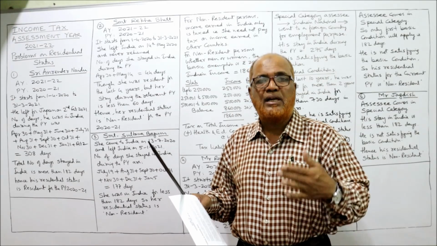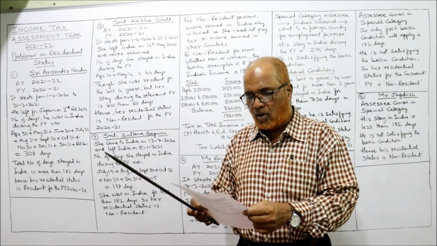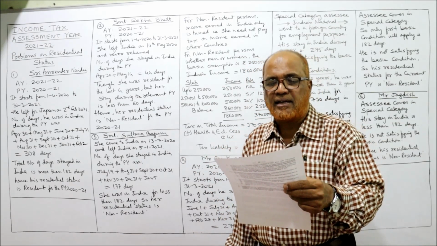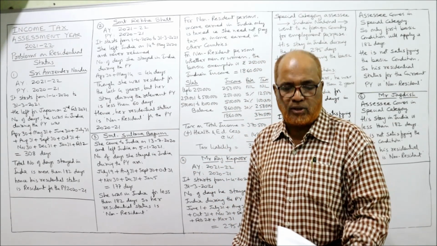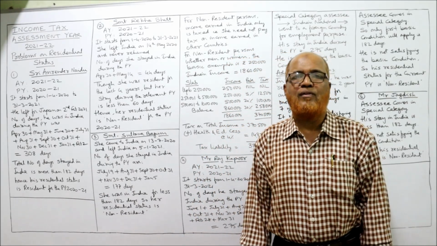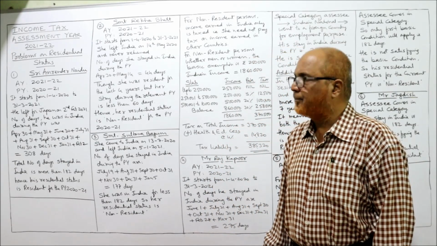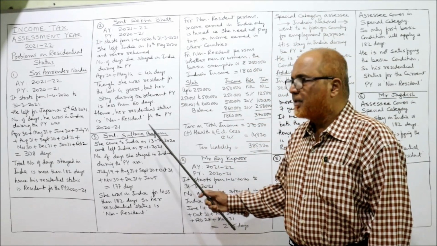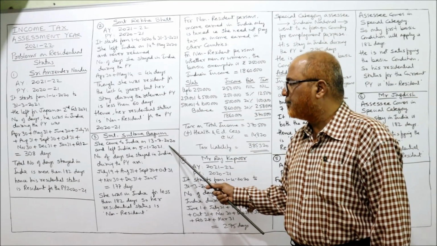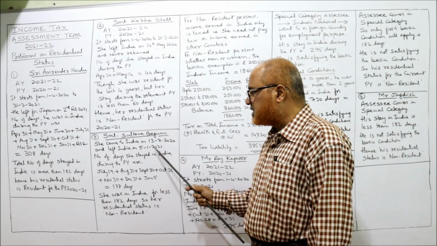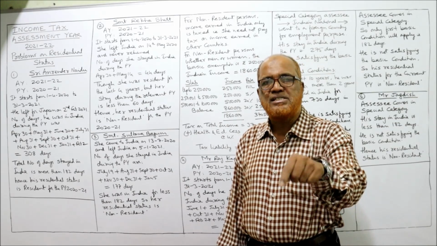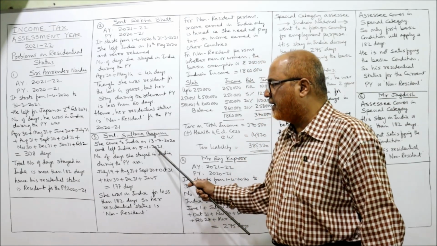So we have to find out whether she is resident or non-resident. Determine her residential status and calculate tax liability for the assessment year 21-22. So in this problem, we have to find out not only the residential status, but also the tax liability. Srimati Sultana Begum came to India on 13th July 2020, in our current previous year, and left India on 5th January 2021. We have to find out how many days she stayed in India during this period.